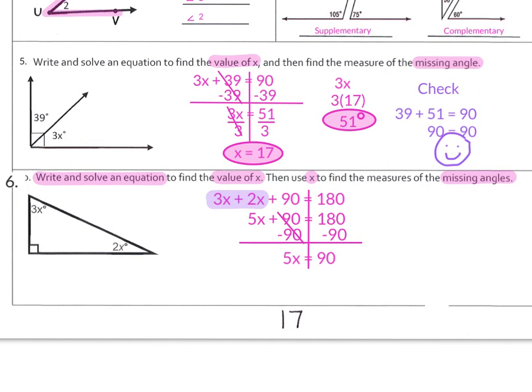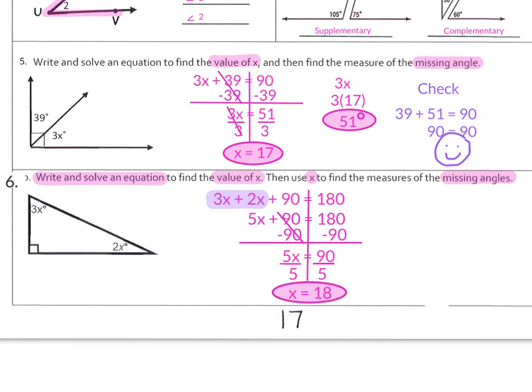Now to get the x by itself, it's being multiplied by 5, so the opposite would be to divide by 5. When I divide both sides by that 5, 90 divided by 5 will give me my answer, x equals 18. Now we might be tempted to say, okay, I've solved the question, I answered what they asked me to, I wrote the equation, and I solved for x.